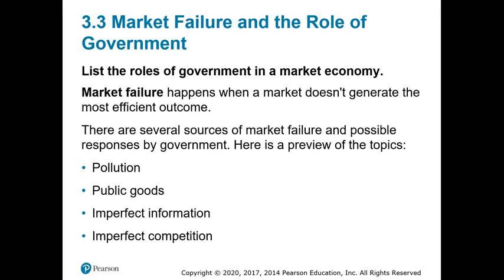That's just one example of how the government might act. There are some more roles for the government in a market economy in case of a market failure. This is when a market doesn't generate efficient growth. There are several sources of market failures that we have experienced and that have had possible responses from government. Pollution is one of those. You hear it every single day.